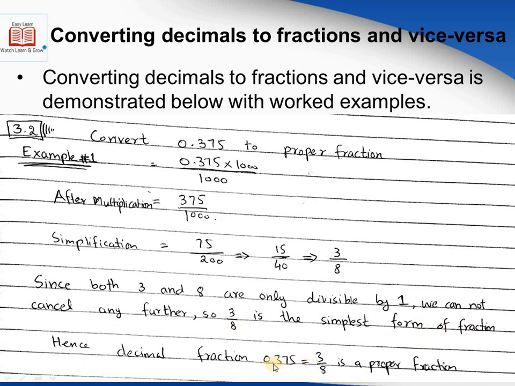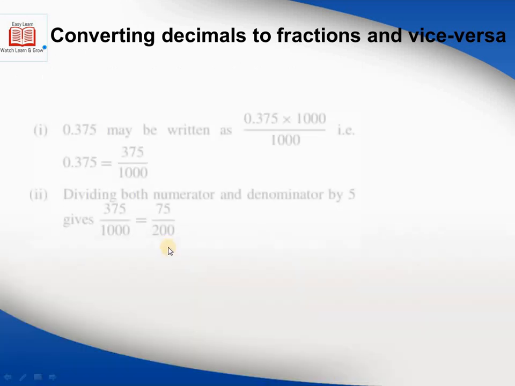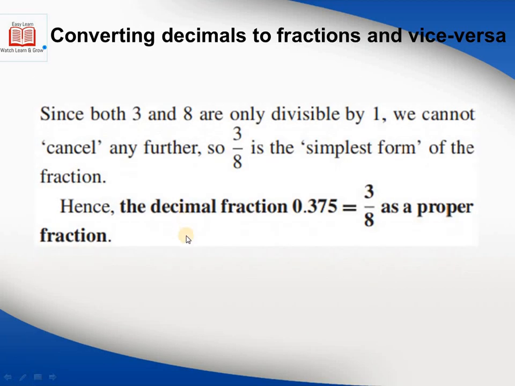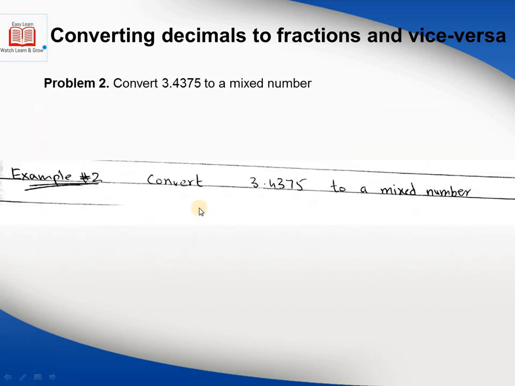Here you can see that 0.375 is equal to 3/8. The denominator is greater than the numerator, so it is a proper fraction. This is the theory that I already explained. You can read it by yourself. I will try to provide these notes in PDF form in the description.